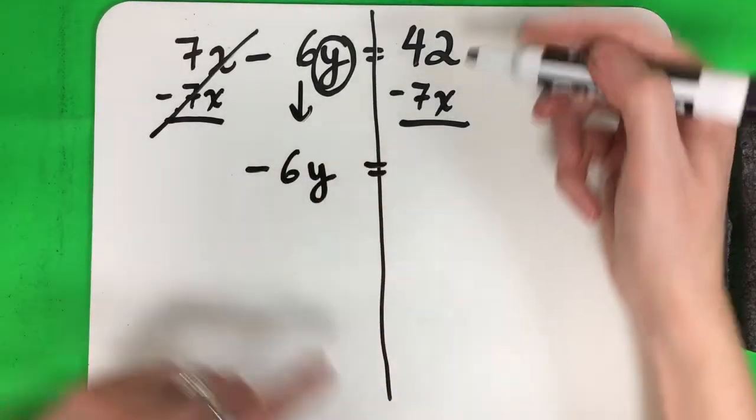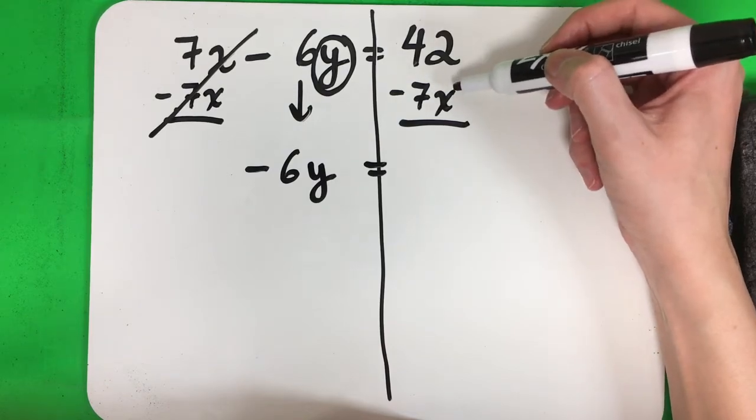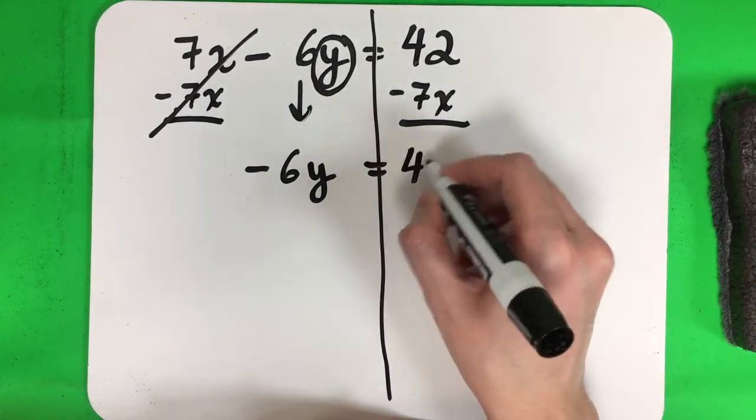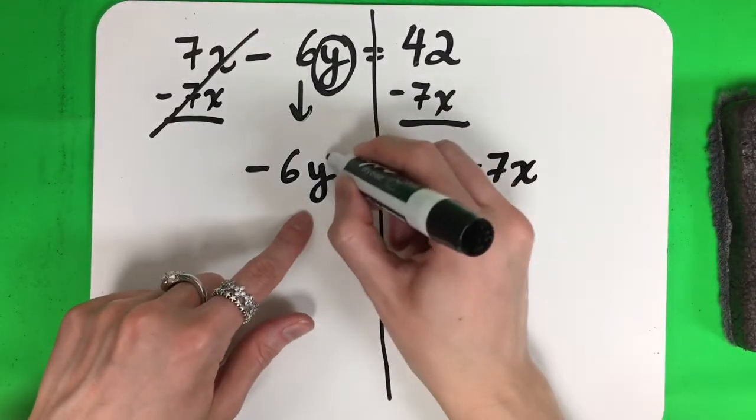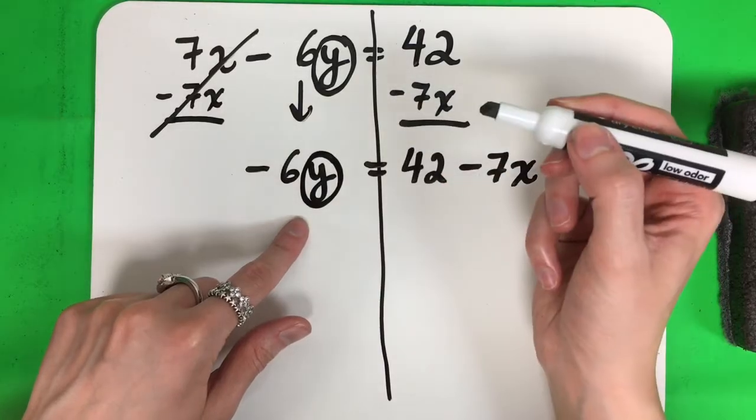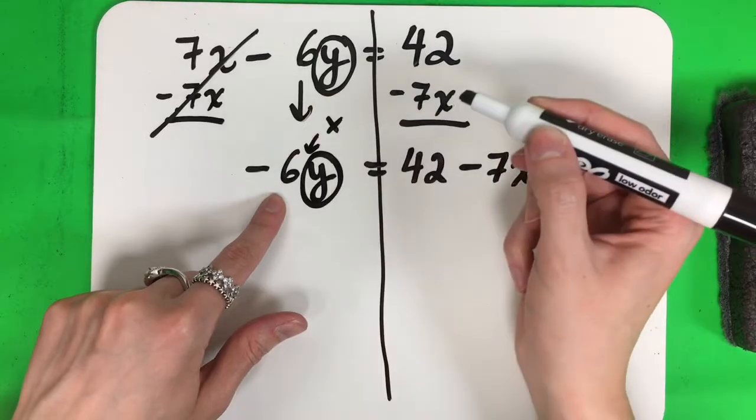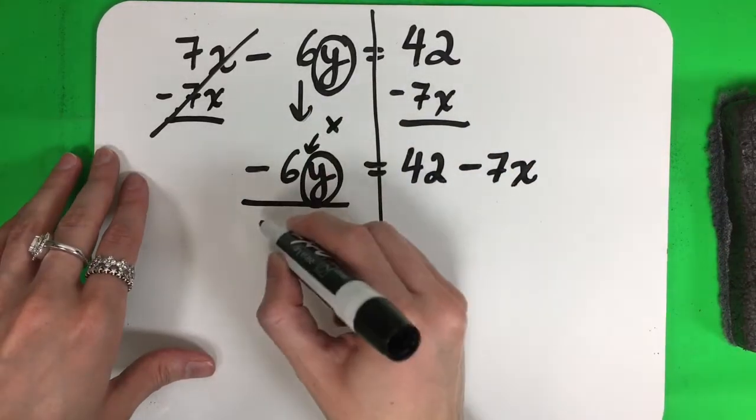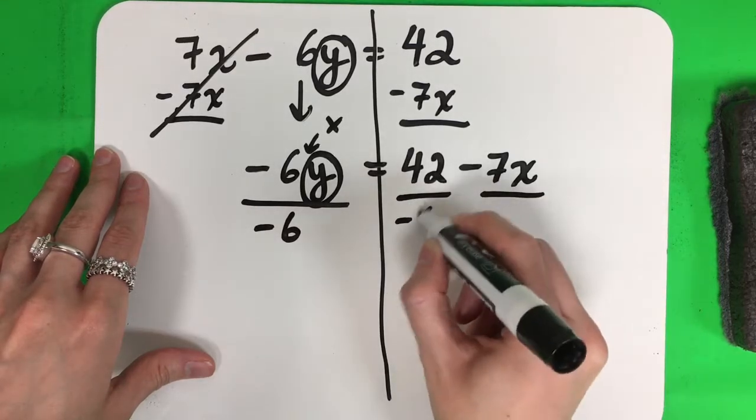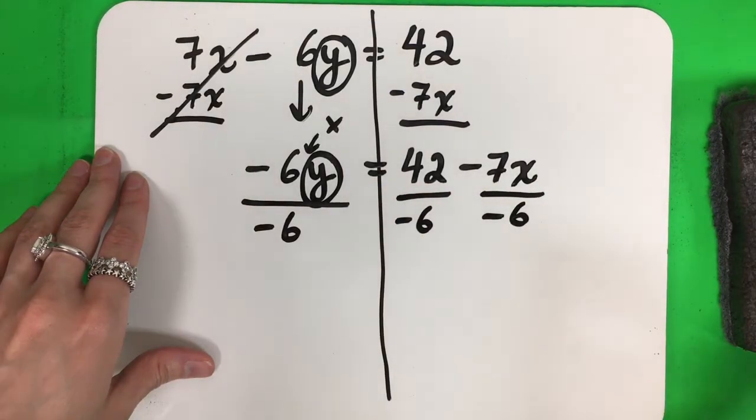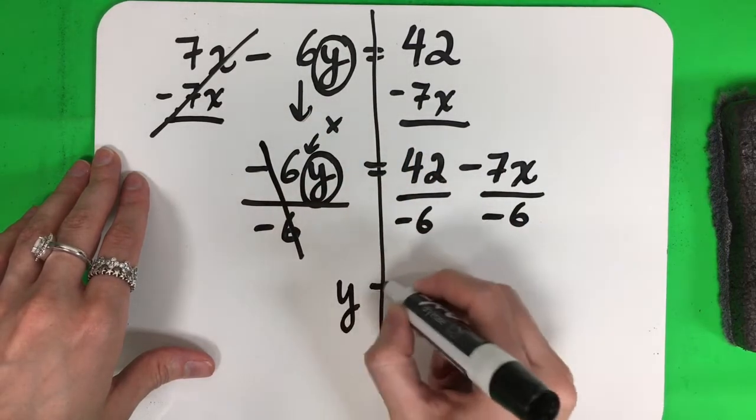y equals. Are these like terms? No. Here there's no x. Here there is an x, so I'm going to need to go ahead and copy. So 42 minus 7x. Now I want the y alone, but there is a number with y, negative 6. Nothing in the middle is multiply. The opposite is divide. Copy negative 6. So divide by negative 6. Here you will divide everything by negative 6. So negative 6 divided by negative 6 is 1. So it cancels. y equals.